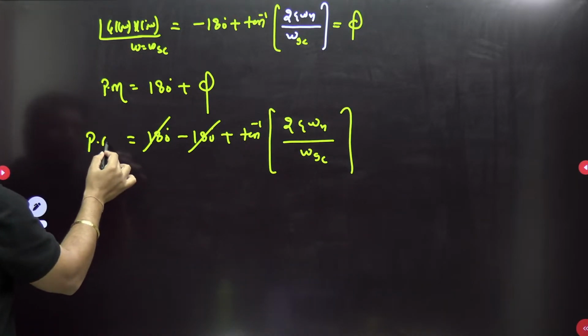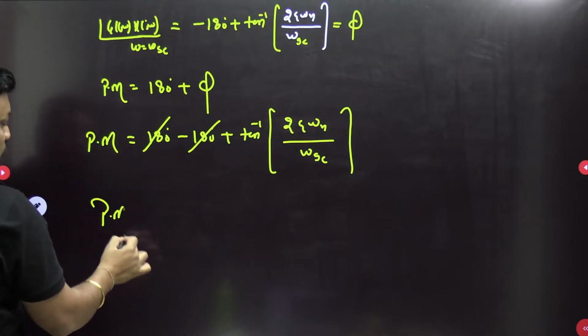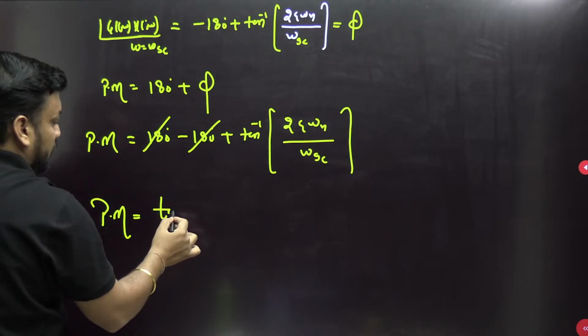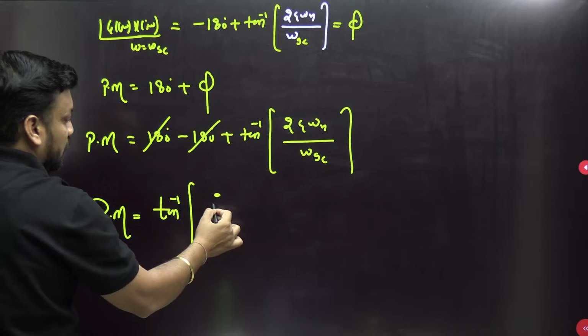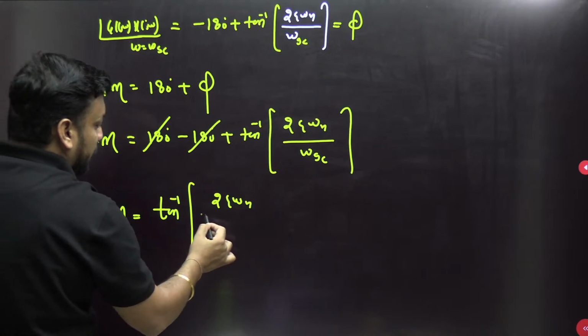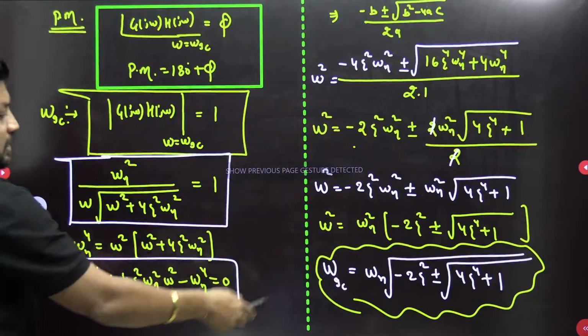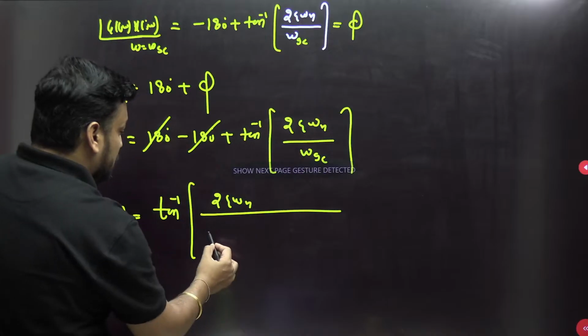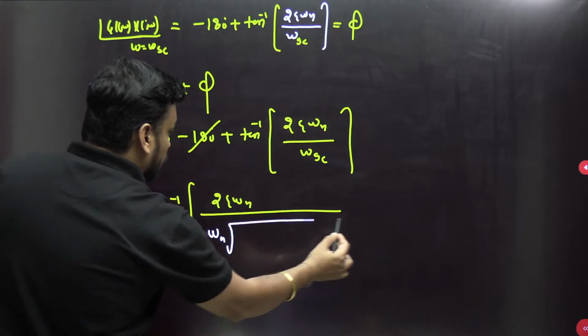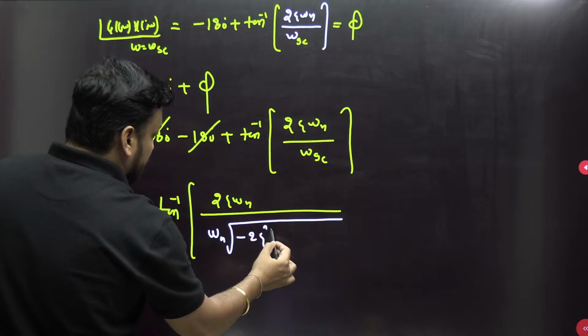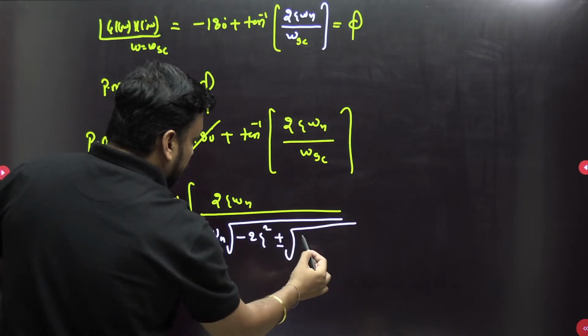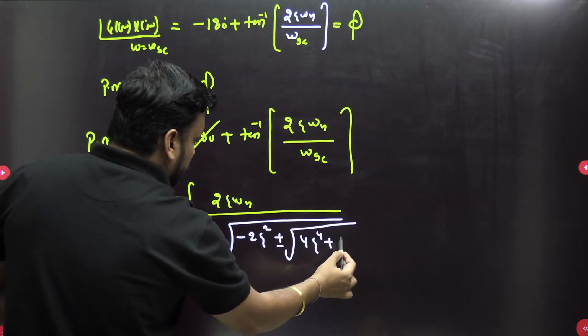So you will get the final phase margin term, guys. The final phase margin is nothing but tan inverse of twice zeta upon, and now I am substituting the value of omega gc also. The omega gc value is nothing but omega n under root of minus twice zeta square plus under root of 4 zeta 4 plus 1.